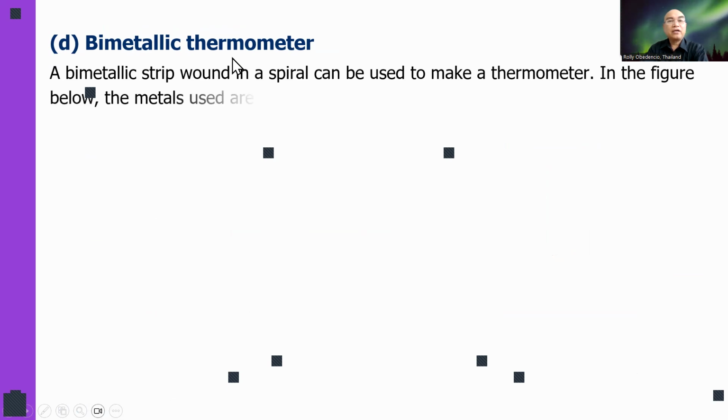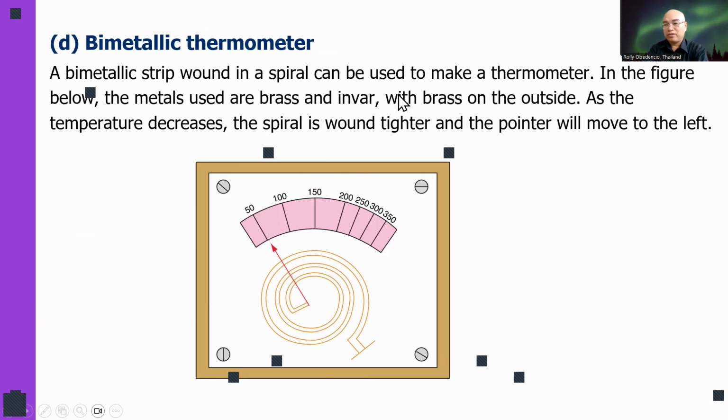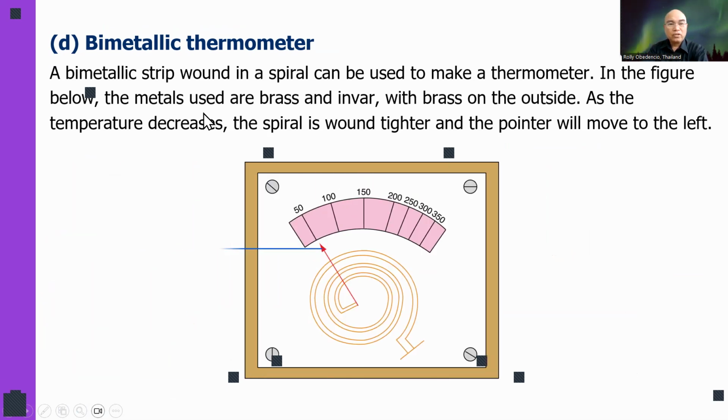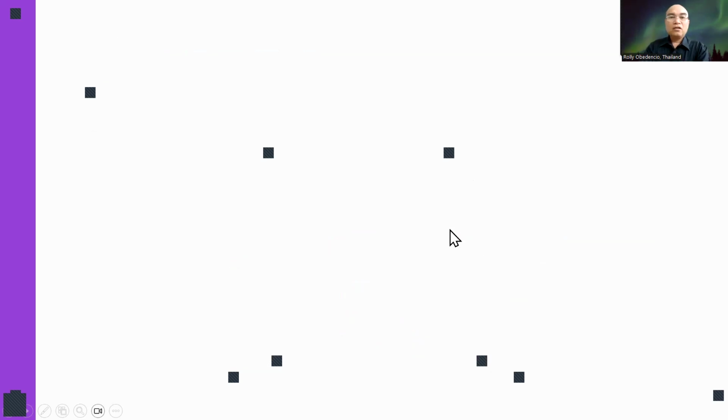What about a bimetallic thermometer? A bimetallic strip formed in a spiral can be used to make a thermometer. In the figure below, the metals used are brass and invar, with brass on the outside. As the temperature decreases, the spiral is wound tighter, and the pointer will move to the left. You understand?